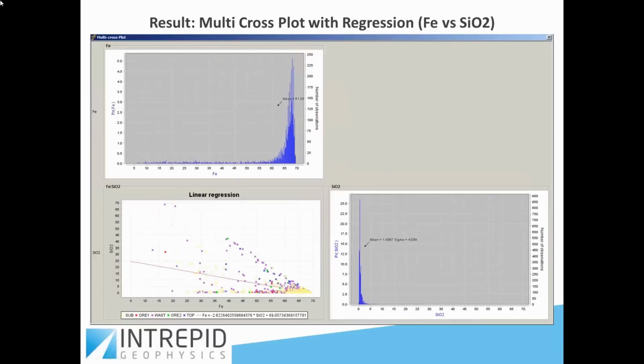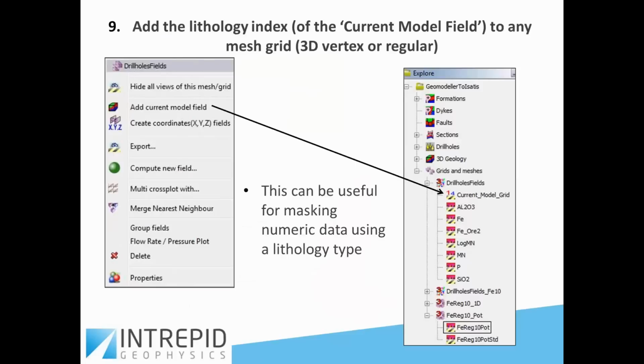This is a multi-crossplot. The top one is showing us the histogram of iron content. The lower right is showing us histogram of SiO2 content. And the one here, the linear regression, shows the crossplot of iron against SiO2. And it shows it on the basis of, in this case, all the geological units within the model and the volume represented by colour.